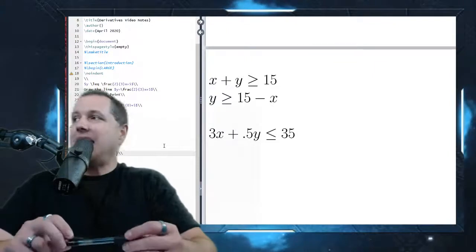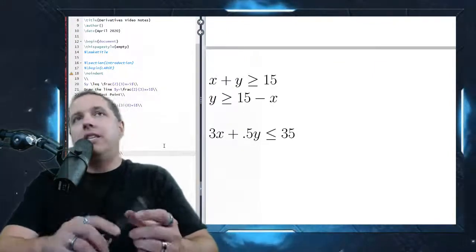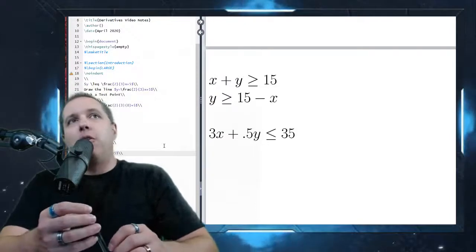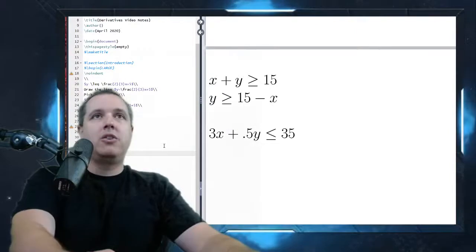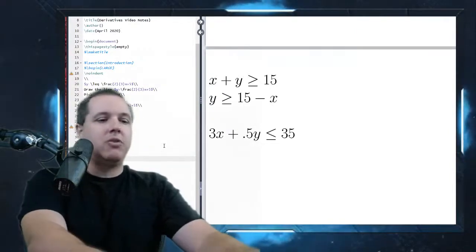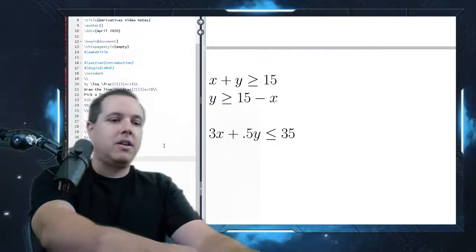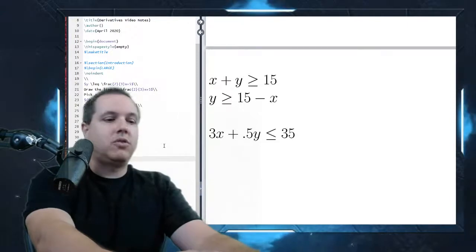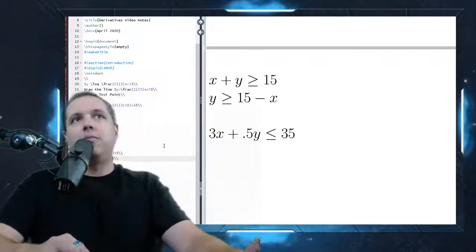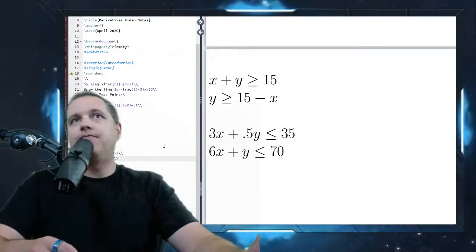Okay, so there's our second inequality. But again, it's not in the right form. We need these things to be in slope-intercept form, and it isn't. So let's see, what are we going to do to get it in the right form? First thing I do is probably just multiply everything by 2. 6x plus y is less than or equal to 70. I just multiplied the whole thing by 2 just to get rid of that decimal.